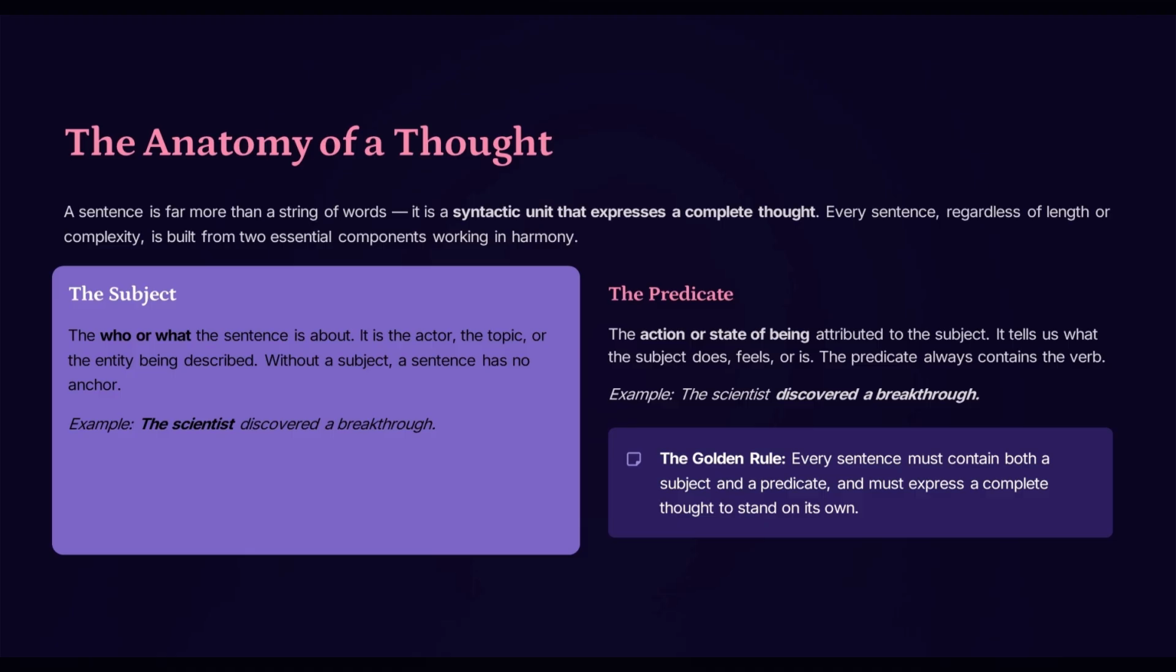The predicate is the action or state of being attributed to the subject. It tells us what the subject does, feels, or is. The predicate always contains the verb. Example: the scientist discovered a breakthrough. The golden rule: every sentence must contain both a subject and a predicate, and must express a complete thought to stand on its own.